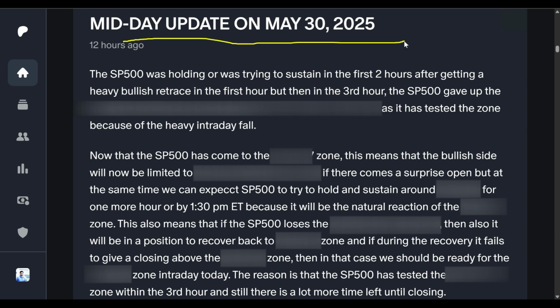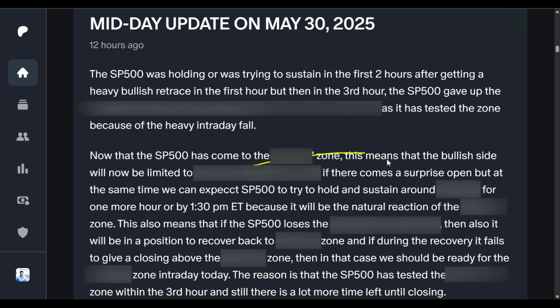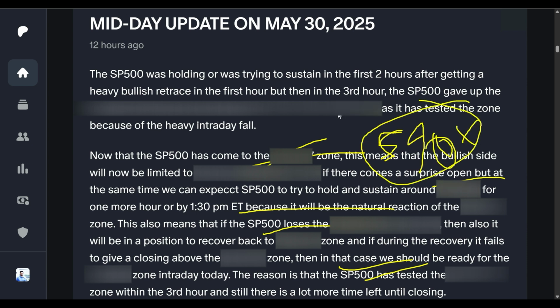That is why in the midday update yesterday on Friday, again and again I mentioned the zone, that the zone is there. There will be a natural support to the S&P 500. For a minimum of 2 to 3 hours, the S&P 500 can hold and sustain at the zone. And as long as it is holding and sustaining above the zone, then in that case there will be a possibility of seeing the movement back to 590x or even to 591x.